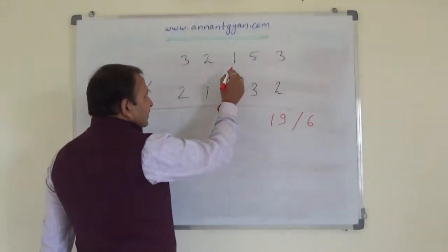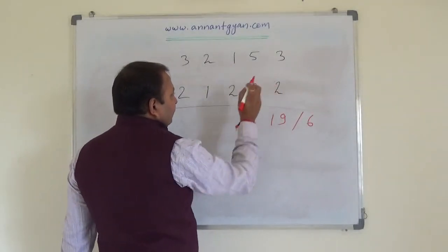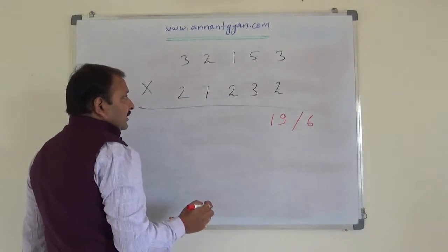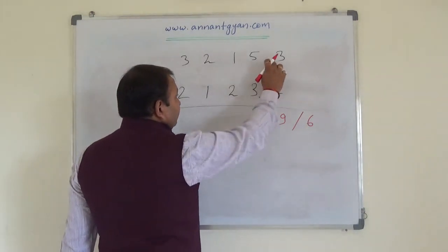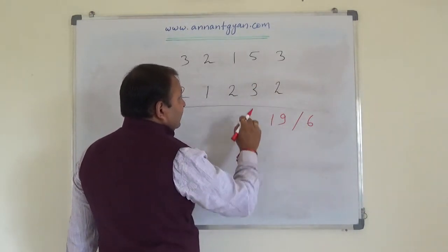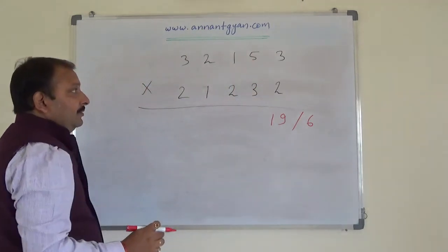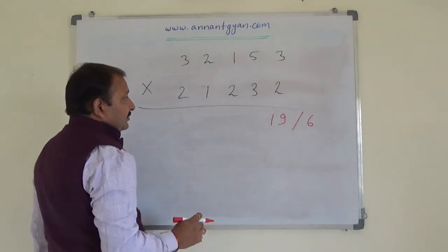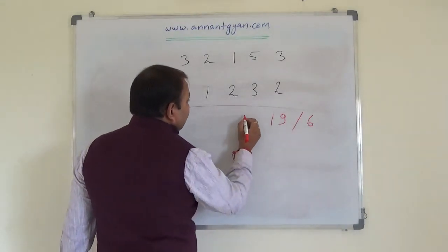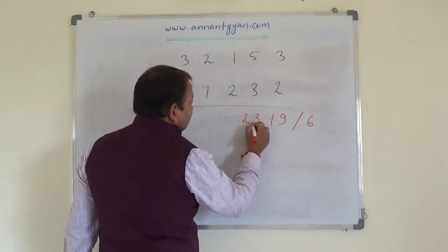And the third step, 1 into 2. That is 2. 2 plus 3 into 2, 6. 6 plus 2, 8. And 5 into 3 is 15. 15 plus that 8. That is 20. So I shall write 20.